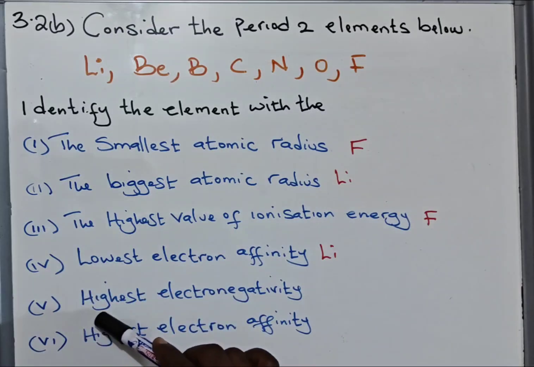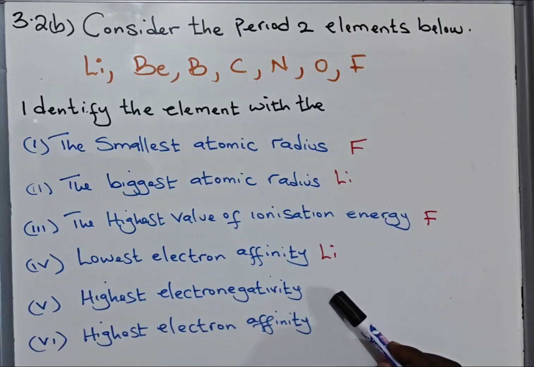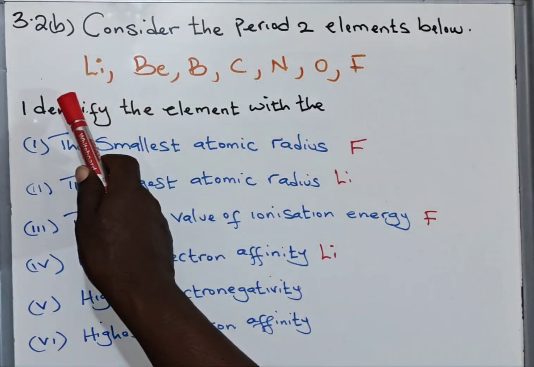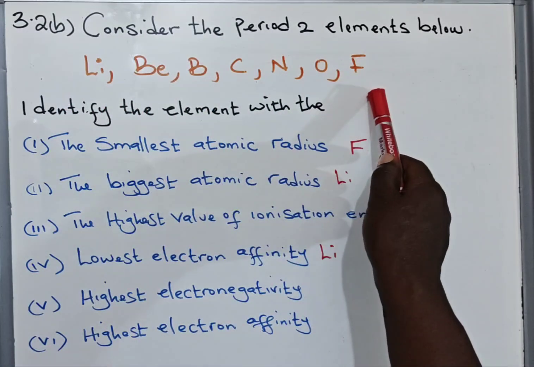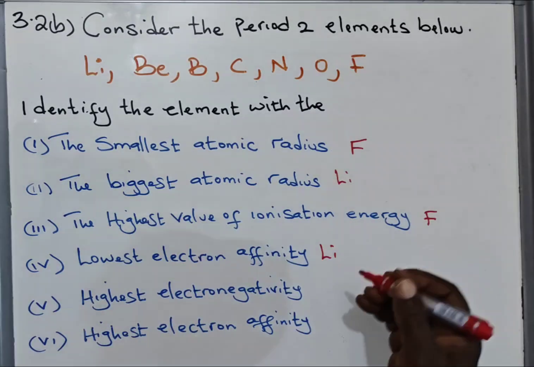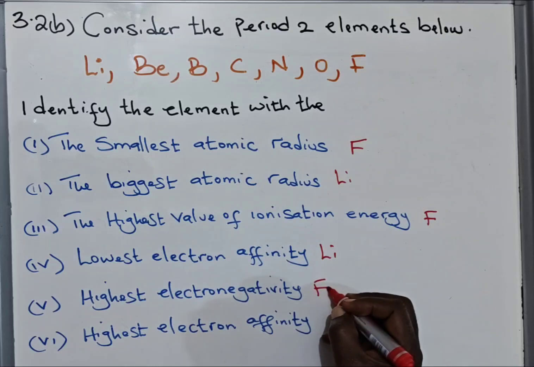So let us come here, highest electronegativity. Electronegativity is the ability of an atom to attract bonded electrons to itself. And here we realize that the smaller the atom, the bigger is the pulling power. So the smallest atom here must have the highest electronegativity. And the answer is going to be fluorine.